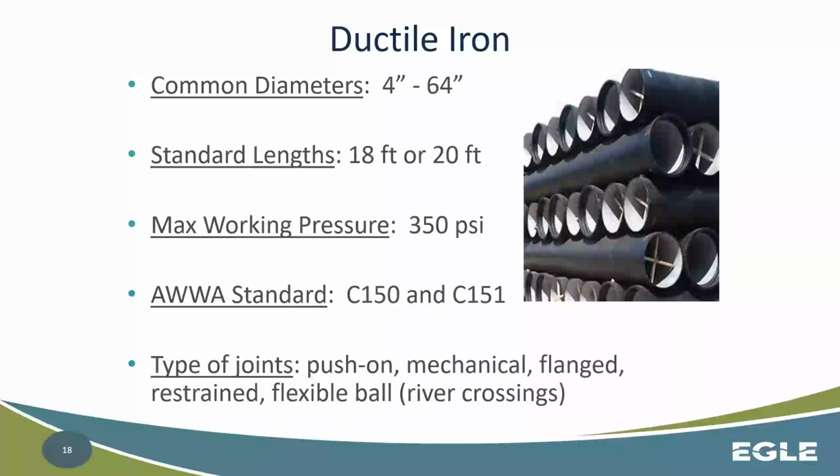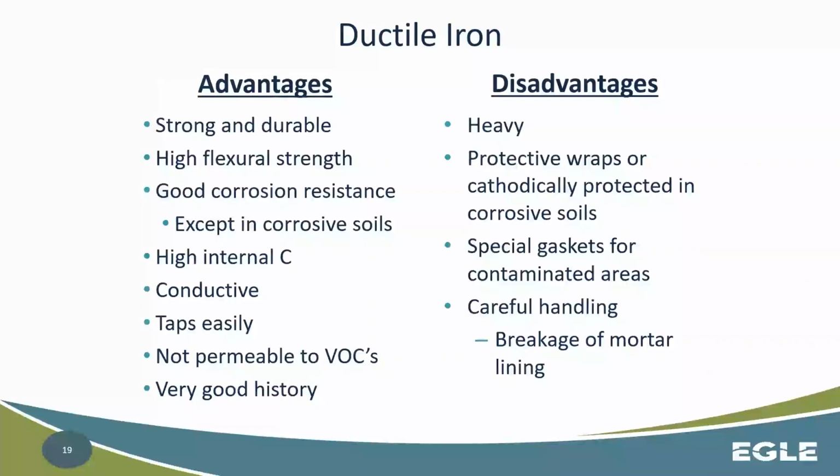In addition to that, make sure that you're meeting the AWWA standards for ductile iron. That's C150 and C151. And then there are obviously multiple different styles of joints that go along with ductile iron: push-on joints, mechanical, flanged, restrained, flex ball. That's just typically for your river crossing portion of that. So again, this is advantages, disadvantages.